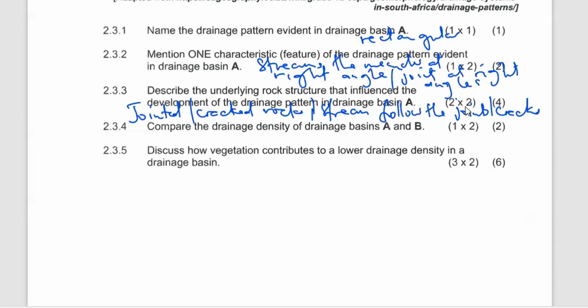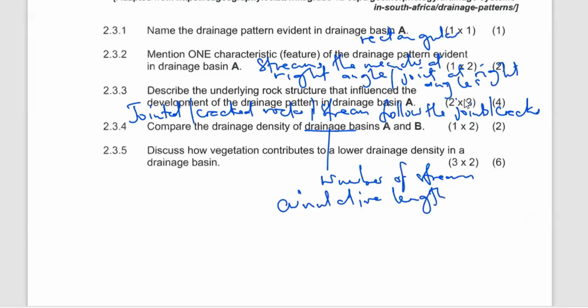Compare drainage density of drainage basin A and B. When we are talking of drainage density in simple geographical terms, we are looking at the number of streams. Or we can talk of drainage density as the cumulative length. If we were to join all those streams, how long would they be? The cumulative length of the streams in the drainage basin. So if we have a longer length of the streams, if we were to join them, we say it's high density. Or if the number of streams, we have to count them, there are many, that gives us high density. If there are fewer, that means we have a low density.